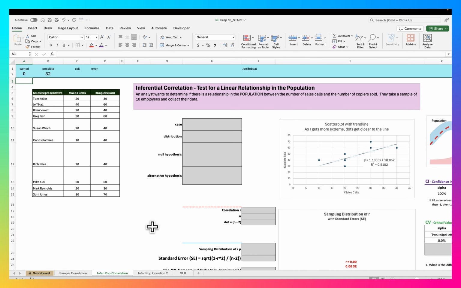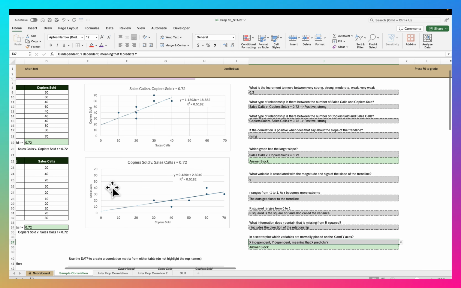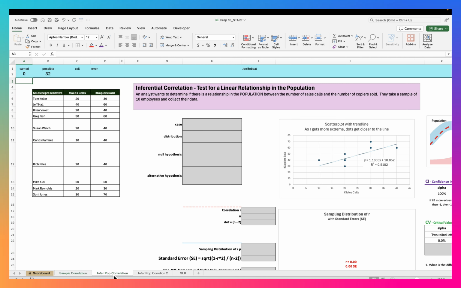All right, now we get to inferential correlation. So this is the same data. So what's the difference? The difference here is we were just analyzing the sample. We weren't saying anything about the population that this sample came from. On this tab, we actually are going to try to make a claim about the population based upon this sample.